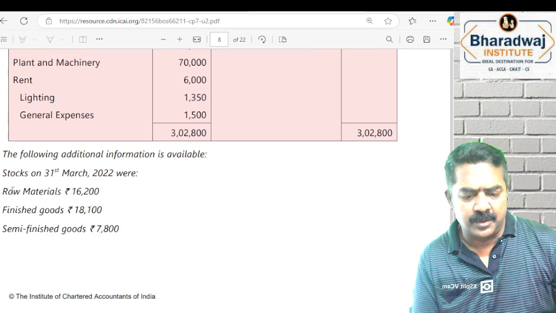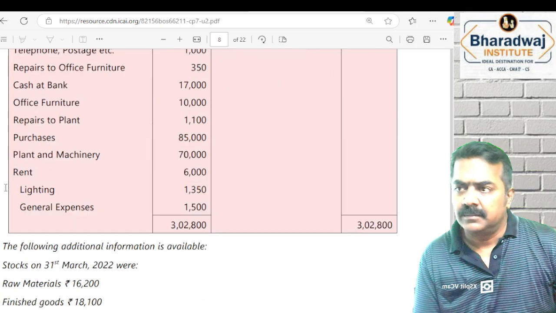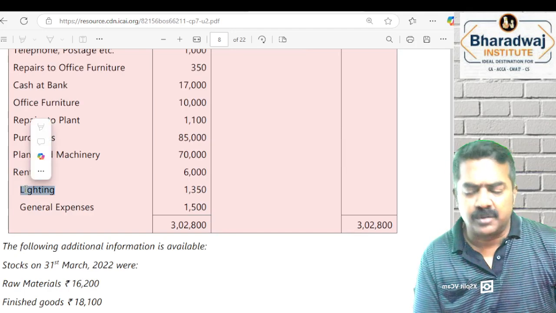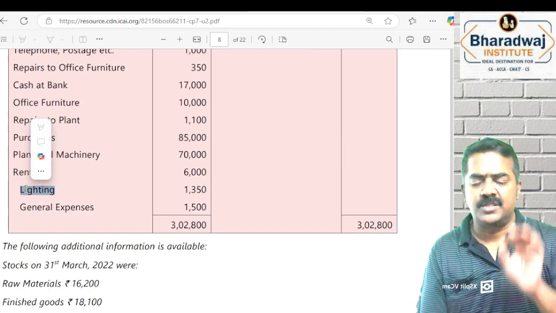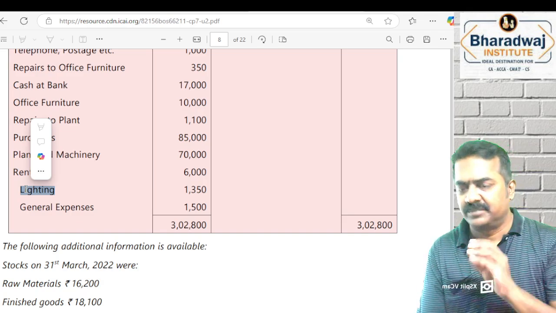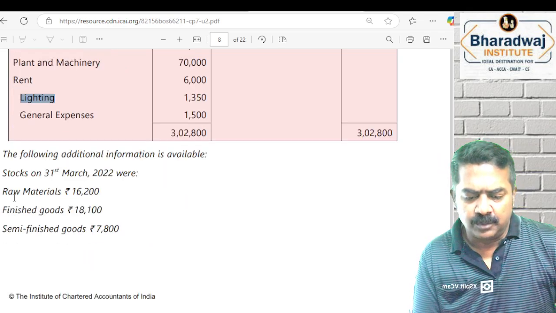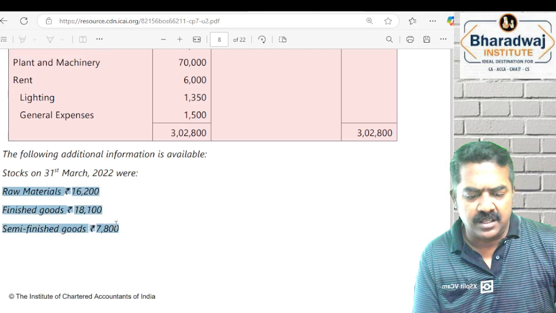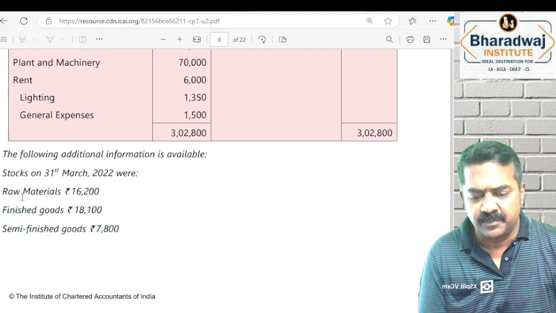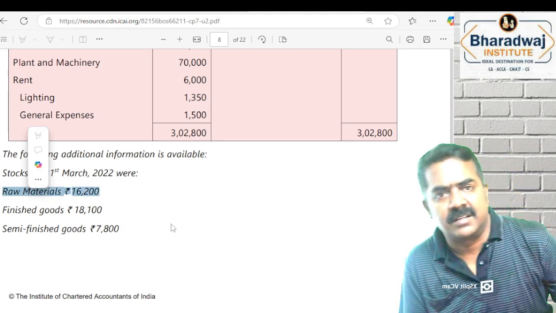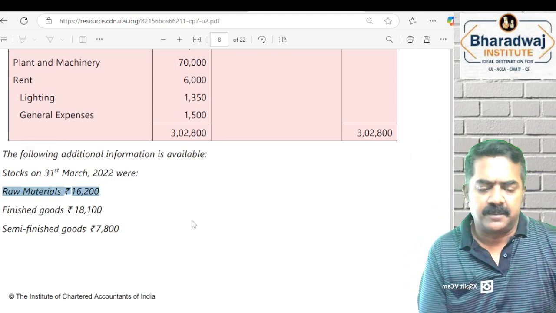But some information is given. What is lighting related to? They should have mentioned. If lighting is for the factory, then it goes in the manufacturing account. Opening and closing stocks are given. Raw material, finished goods and semi-finished goods will come. Where will raw material be adjusted?